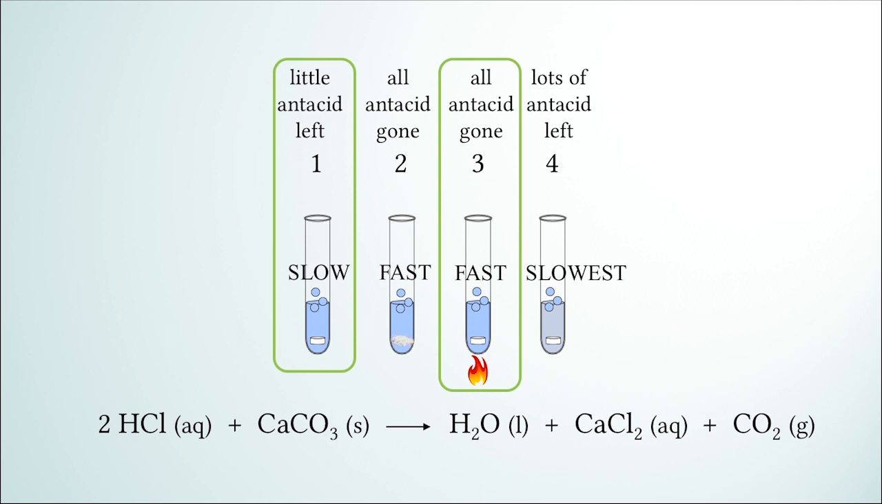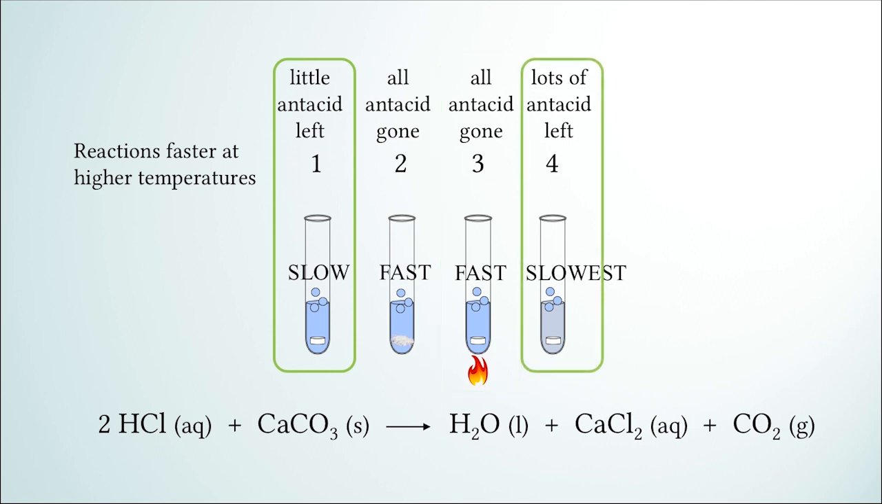Test tube 3 was hotter, and it had a faster reaction rate. So this tells us that chemical reactions have a faster rate at higher temperatures. That should make sense because higher temperatures make molecules move around faster, enabling them to more readily come in contact with each other.